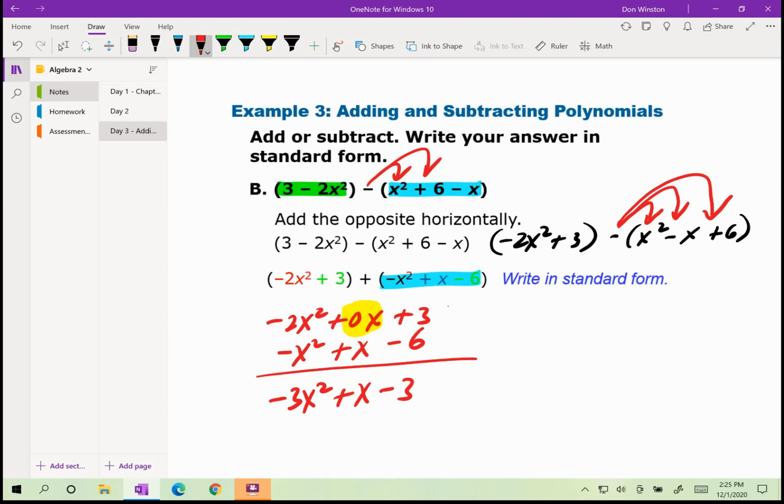Okay. So adding and subtracting. Subtracting is nothing more but adding the opposite. So that's adding and subtracting of polynomials. Again, not anything that you haven't done before.